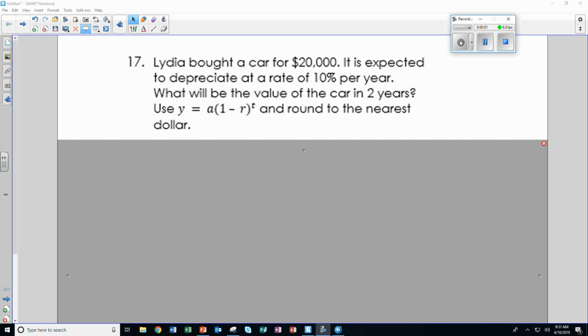Lydia bought a car for $20,000. It is expected to depreciate at a rate of 10% per year. What will be the value of the car in 2 years? Use y equals a times 1 minus r to the power of t and round to the nearest dollar.